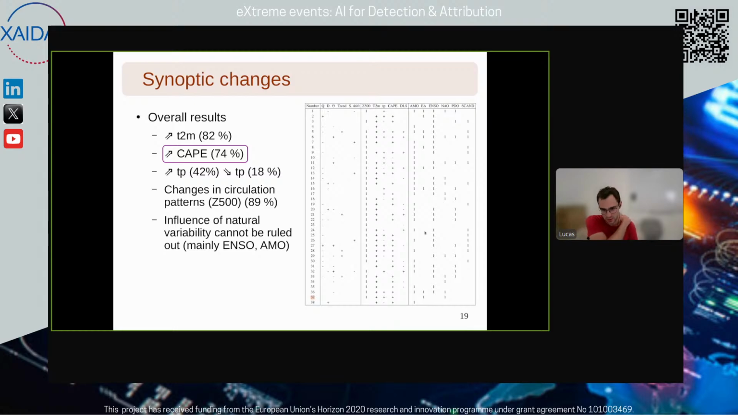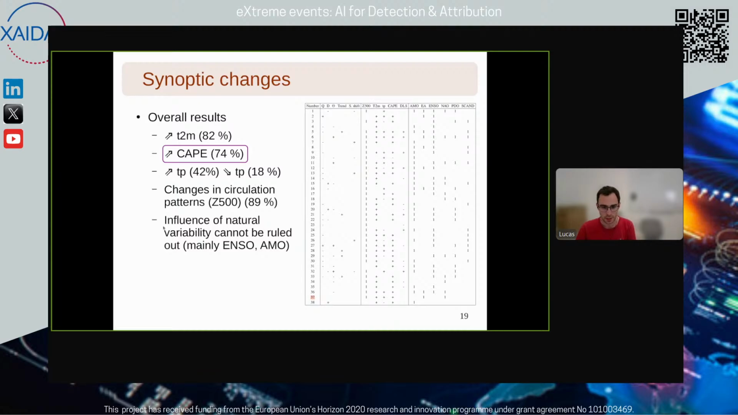We replicate the same analysis for the 38 events. Here is a table summarizing everything, but the important conclusions are that, of course, we observe an increase of 2-meter temperature in most of the cases. But the most important thing is that we have an increase of CAPE, of convective available potential energy, in most of the cases. We have more difficult to interpret results for precipitation. In almost half the cases, we have an increase of precipitation, but also in 20% we have a decrease, so it's not easy to interpret.